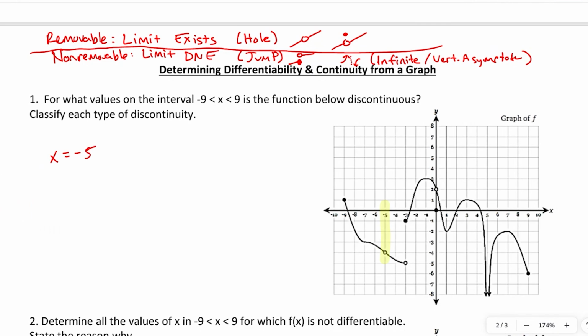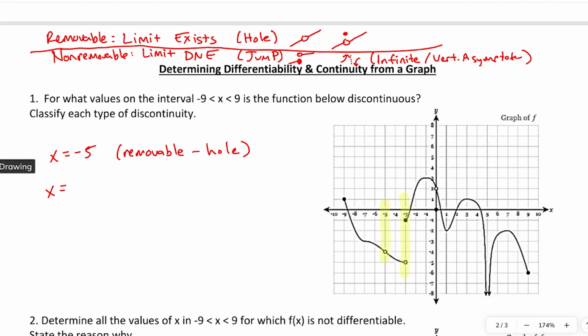Is that going to be removable or non-removable? Removable. Yeah, removable. And a little bit more specifically, it's a hole. Okay, the next discontinuity is at -3. What kind of discontinuity do we have there? Yeah, non-removable, because we have a jump.